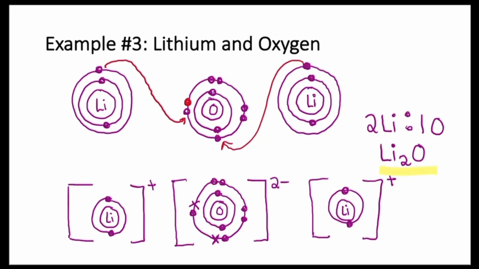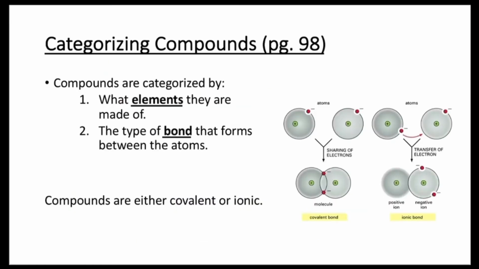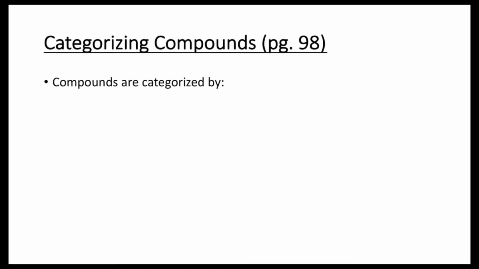This represents your chemical formula that it asks you to make out of those models. So we're going to move on now to categorizing compounds, which is page 98 of your notes.